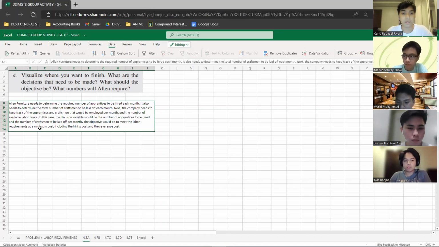In this case, the decision variable would be the number of apprentices to be hired and the number of craftsmen to be laid off per month. The objective would be to meet the labor requirements at a minimum cost, including the hiring cost and the severance cost. That is for 4.7a, and for 4.7b, it will be discussed by Kyle Bonhoc.